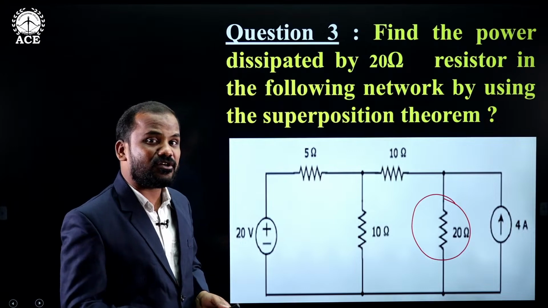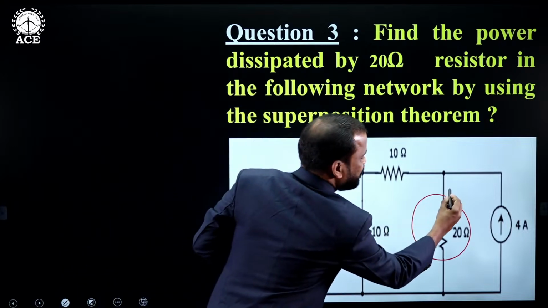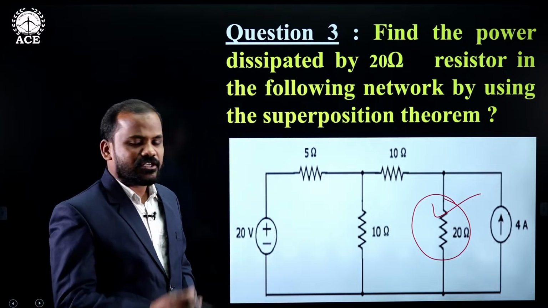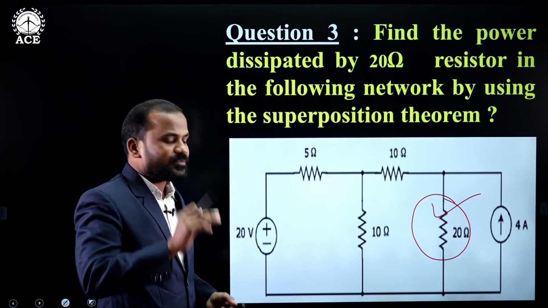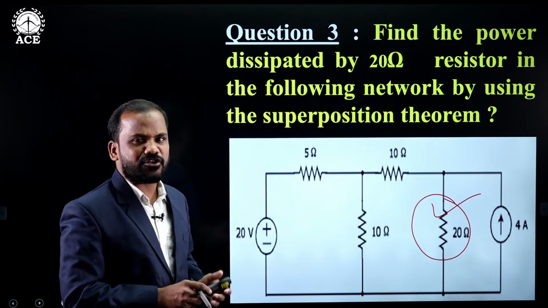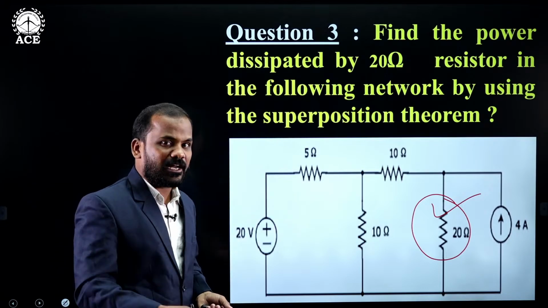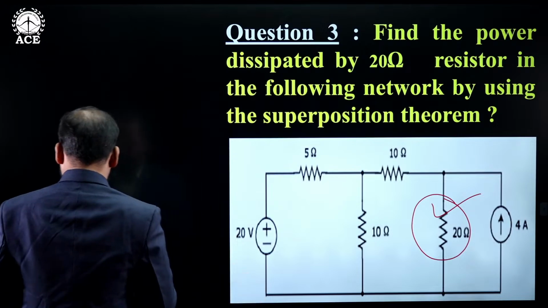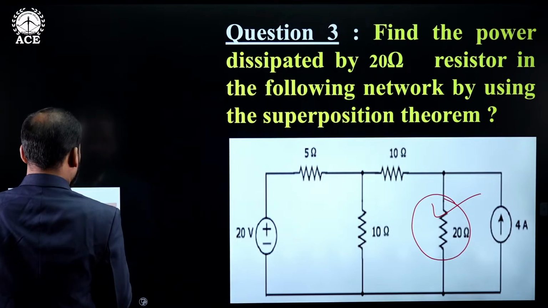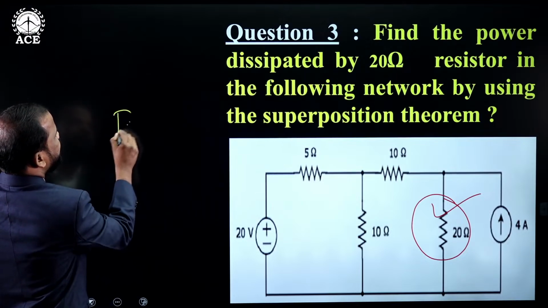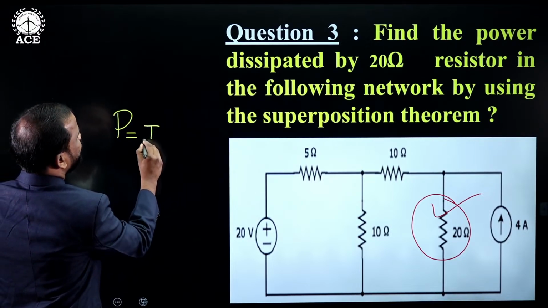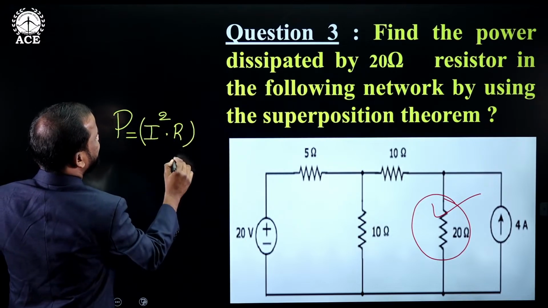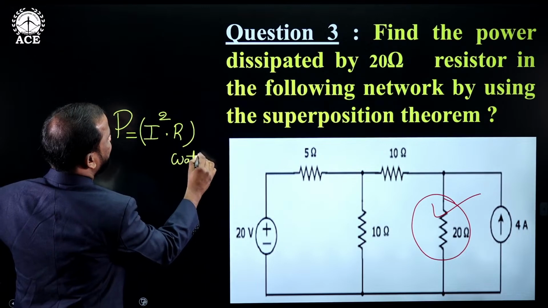Now what is our target? Our target is to find how much power is dissipated by the 20 ohms. Before I enter into the calculation, what is the formula to find the power dissipated by any resistor? P is equal to I square into R. Yes or no? And the unit of power is always watts.